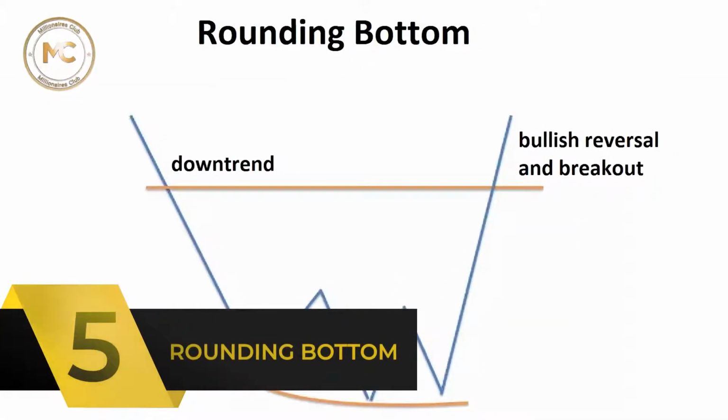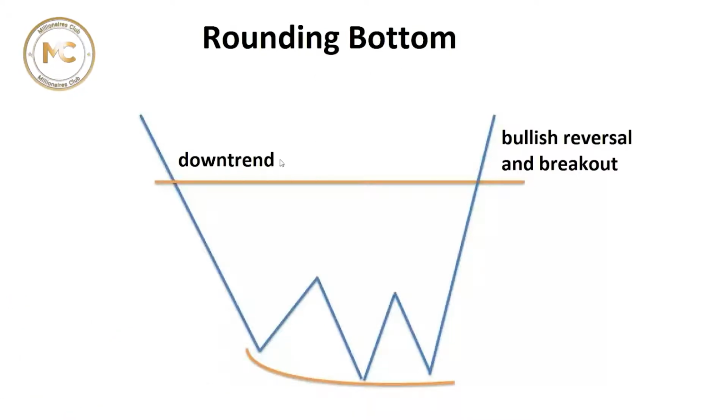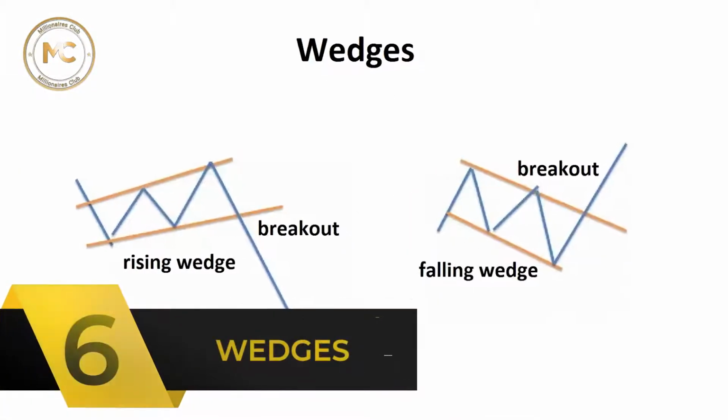Number 5. Rounding bottom. Rounding bottom, aka saucer bottom, is a long-term reversal chart pattern. It shows that the stock's downward trend is changing to an upward one. It can actually take any time, from a few months to years, to form. Rounding bottom is similar to the cup and handle pattern, but there is a significant difference between them. It has no handle.